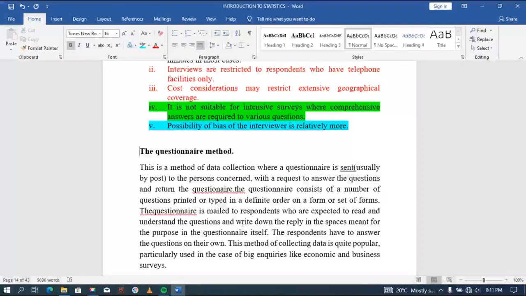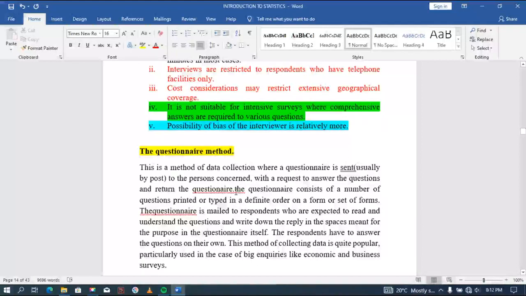And then another method of data collection. So we've so far looked at two. We've looked at the interview method. We also looked at the observation method. And now we want to look at the questionnaire method as another data collection technique when it comes to primary data. So this method involves issuing questionnaires to intended groups of people for purposes of data collection. A questionnaire is sent to persons concerned with a request to answer the questions and return the questionnaire.